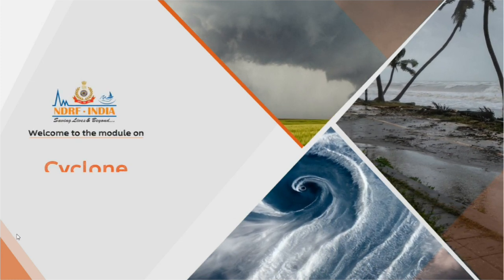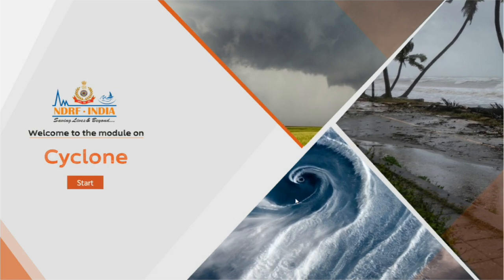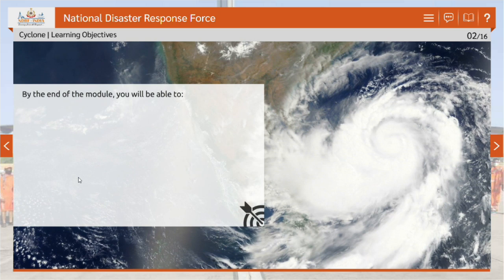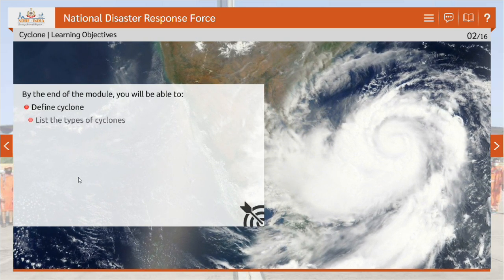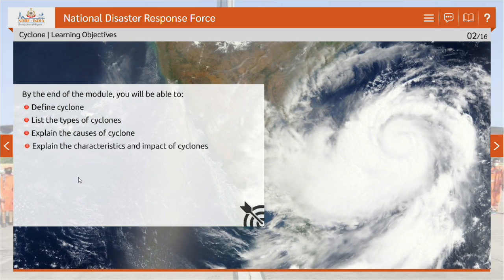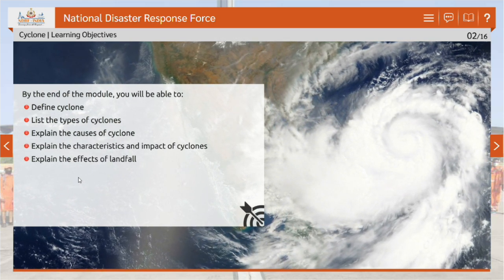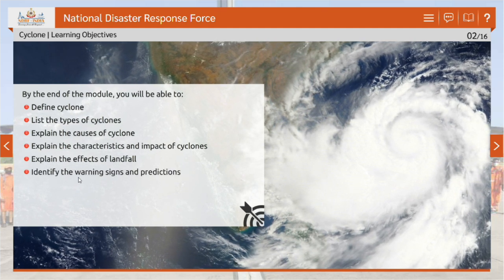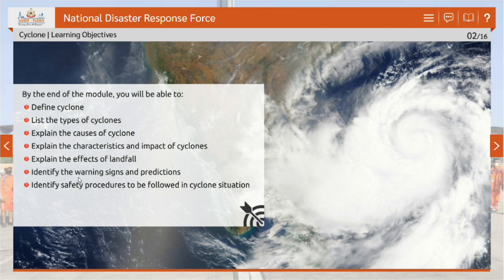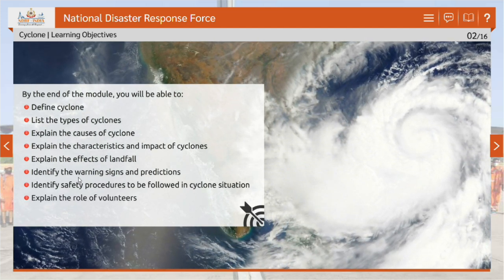Welcome to the module on cyclone. By the end of this module, you will be able to define cyclone, list the types of cyclones, explain the causes of cyclone, explain the characteristics and impact of cyclones, explain the effects of landfall, identify the warning signs and predictions, identify safety procedures to be followed in a cyclone situation, and explain the role of volunteers.